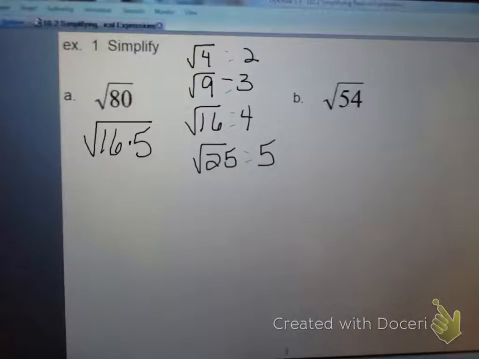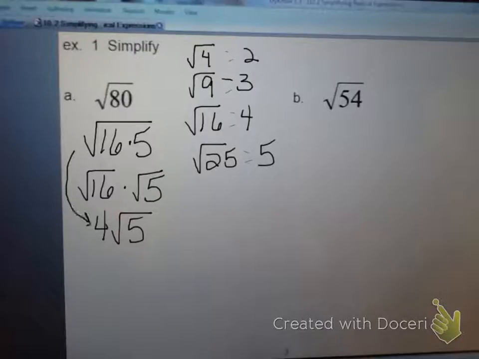Now you can separate to say the square root of 16 times the square root of 5. The square root of 16 is 4. Cannot take the square root of 5, so it stays inside. You can also skip the step and go directly to that step.